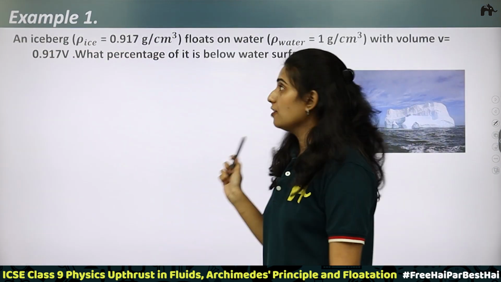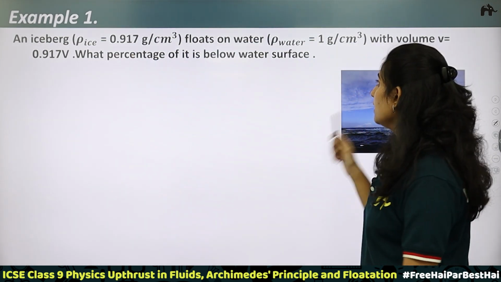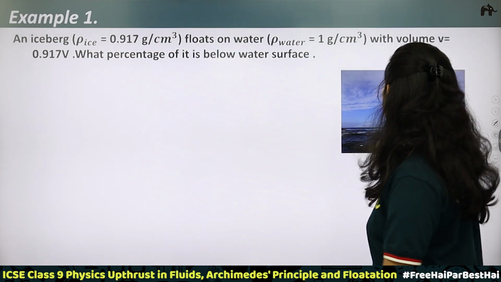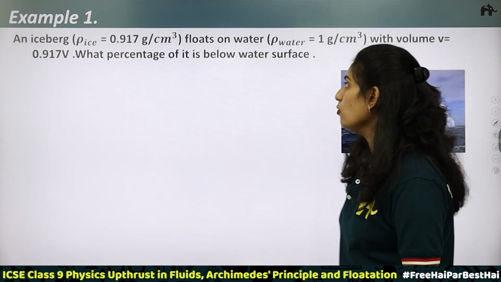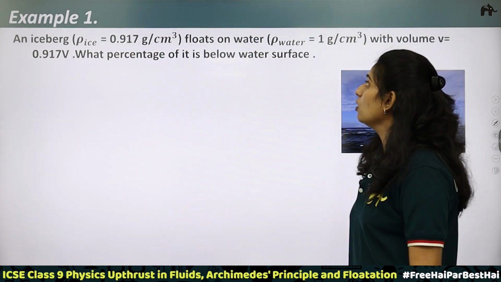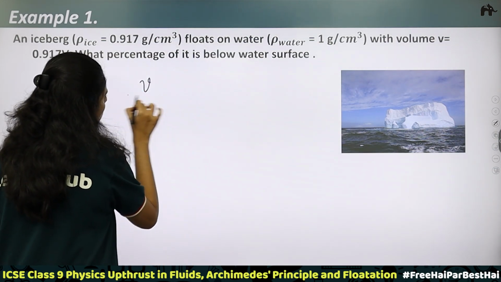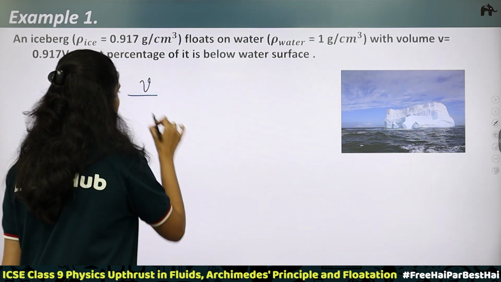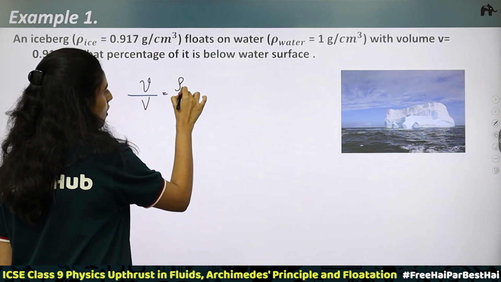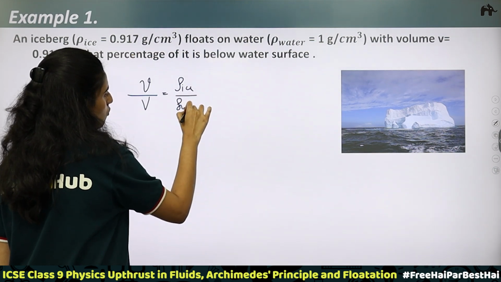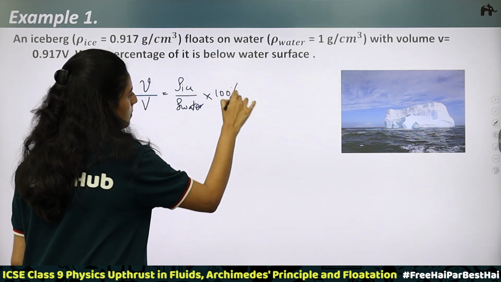An iceberg, density of ice is equal to 0.917 gram per centimeter cube, floats on water, density of water is 1 gram per centimeter cube, with volume V is equal to 0.917 capital V. What percentage of it is below water surface? So, how to find? We know that volume of the iceberg submerged divided by total volume of iceberg is equal to density of ice divided by density of water. So, if you want it as a percentage, you will have to multiply with 100%.